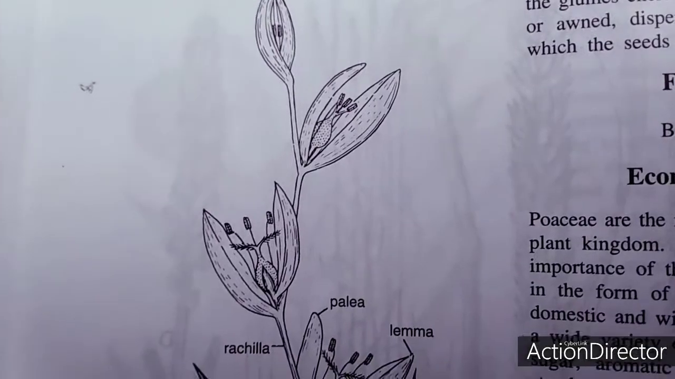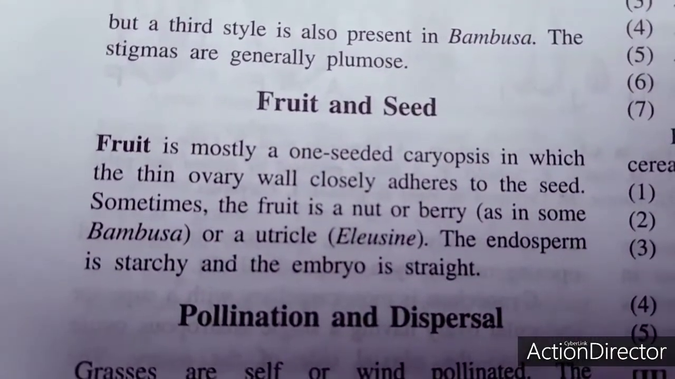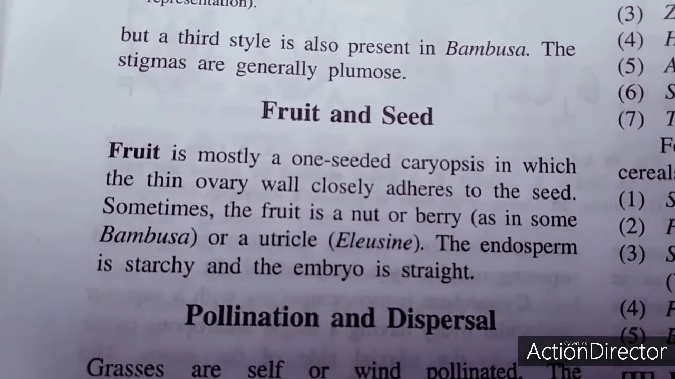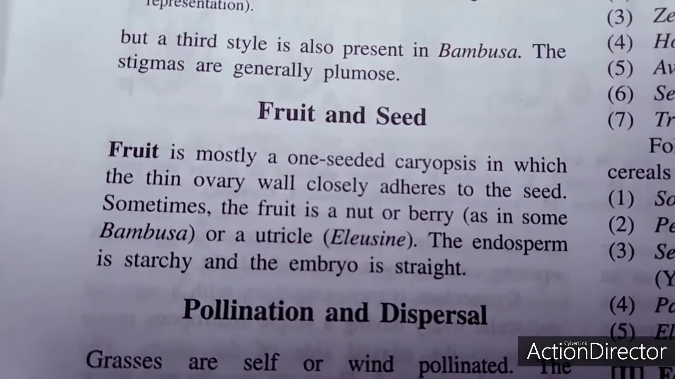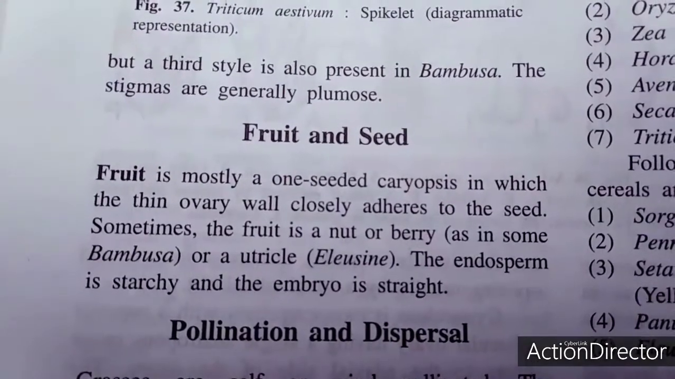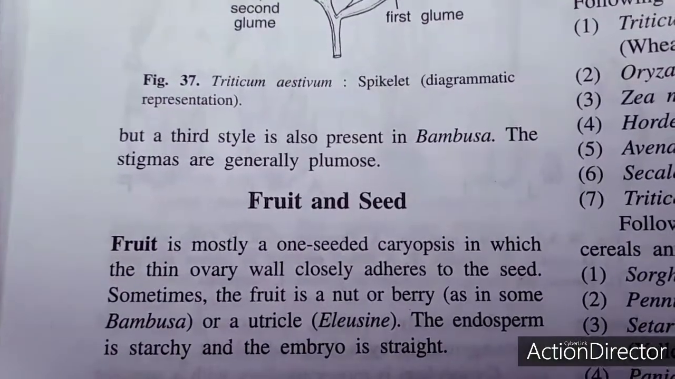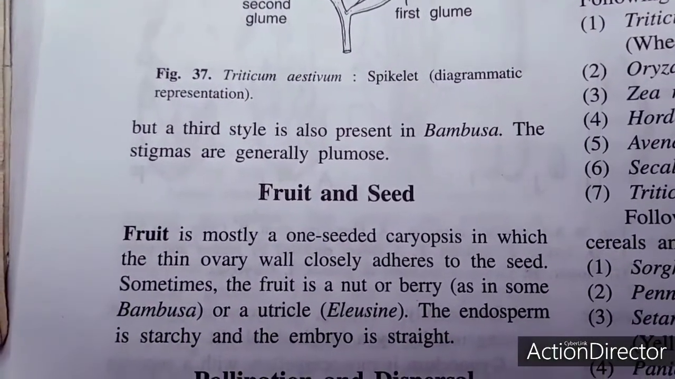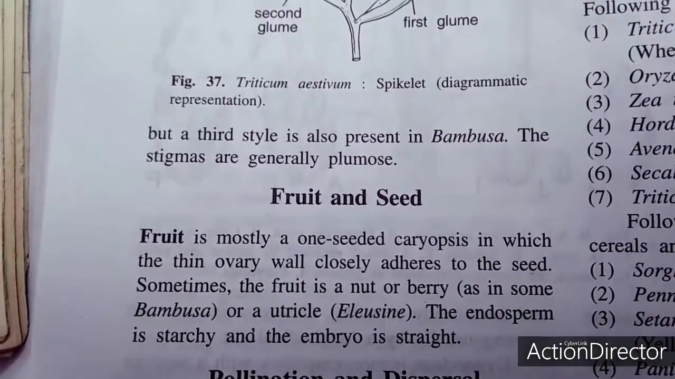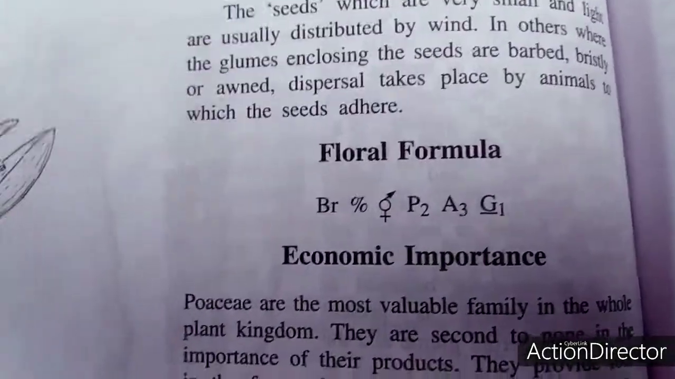The fruit is usually a one-seeded caryopsis. This is a very interesting one: a one-seeded caryopsis in which the thin ovary wall closely adheres to the seed. Sometimes the fruit is a nut or berry, as in some Bambusa as well as in Eleusine. The endosperm is starchy and the embryo is straight. The pollination is by self or wind. They are inconspicuous flowers. The long flexible filament, abundant powdery pollen, and large feathery stigma are characteristic of wind pollination. This is a floral diagram of the Poaceae family.